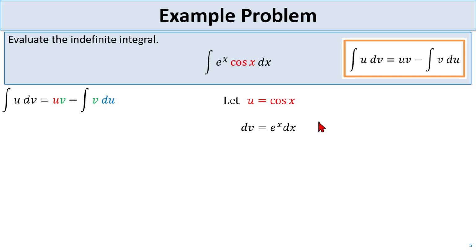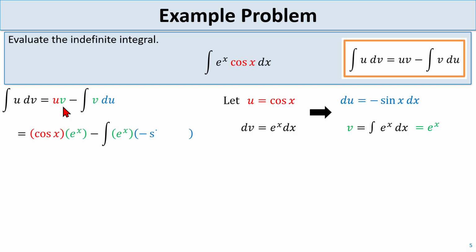Once you know u and dv, you need to figure out du and v. We start by finding du. We find that by calculating the derivative of u, which is negative sine, then you multiply by dx. Next, I need to find v. I do that by integrating my formula for dv, and the integral of e to the x is just e to the x. So I have all the pieces for the integration by parts formula. Now I need to plug it all in.